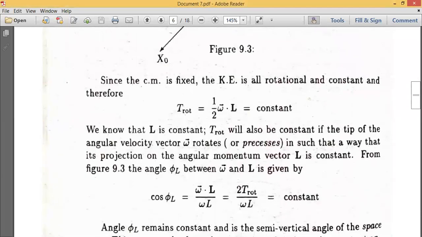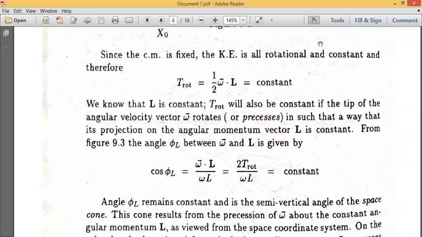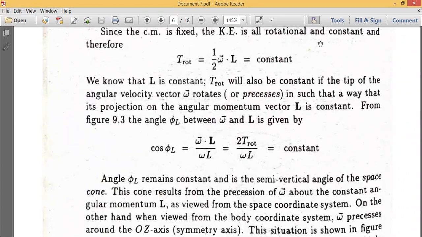Next, students, since the CM is fixed, the kinetic energy is all rotational and constant. Therefore, rotational kinetic energy is equal to 1/2 omega dot L, which is constant. We know that L is constant, so the rotational kinetic energy will also be constant. Rotational kinetic energy will remain constant if the tip of the angular velocity vector omega rotates in such a way that its projection on the angular momentum vector L is constant.